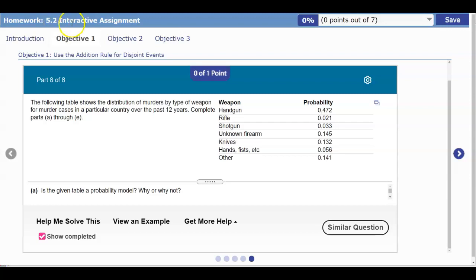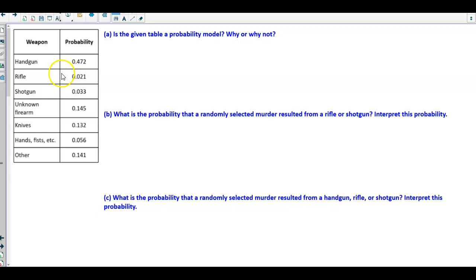Section 5.2 Interactive Assignment Objective 1. The following table shows the distribution of murders by type of weapon for murder cases in a particular country over the past 12 years. We're going to complete parts A through E. So the first question is, is the given table a probability model? Why or why not?